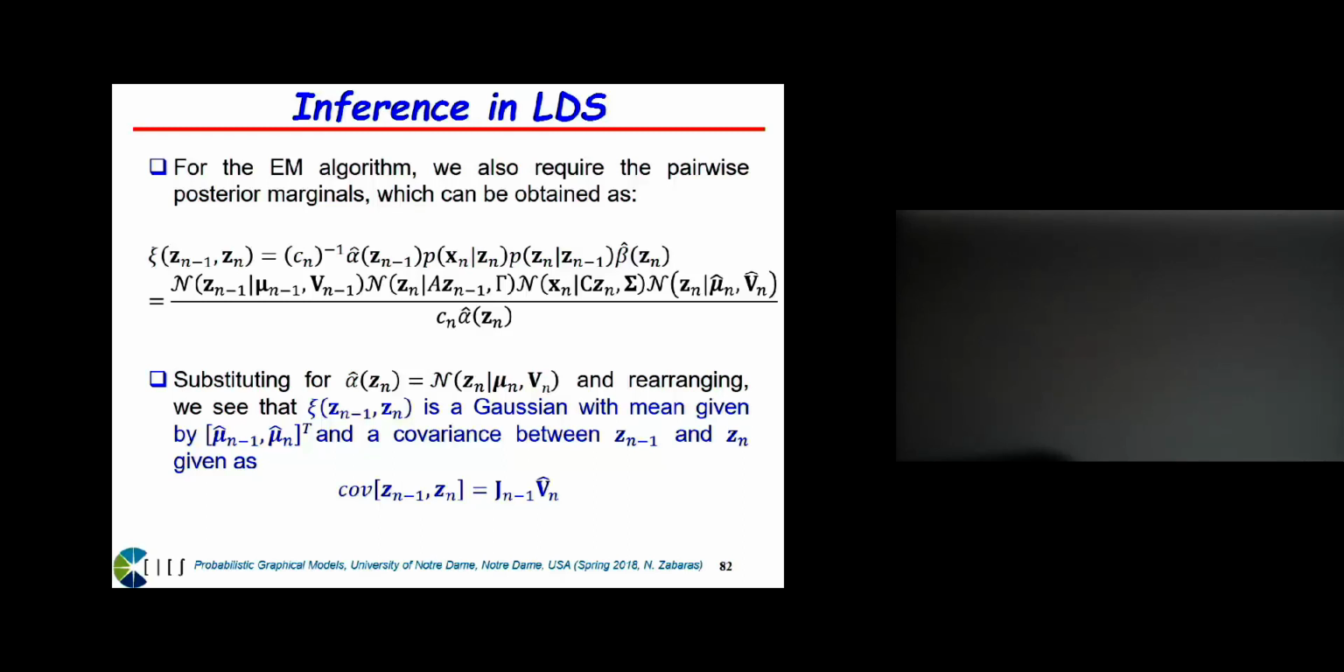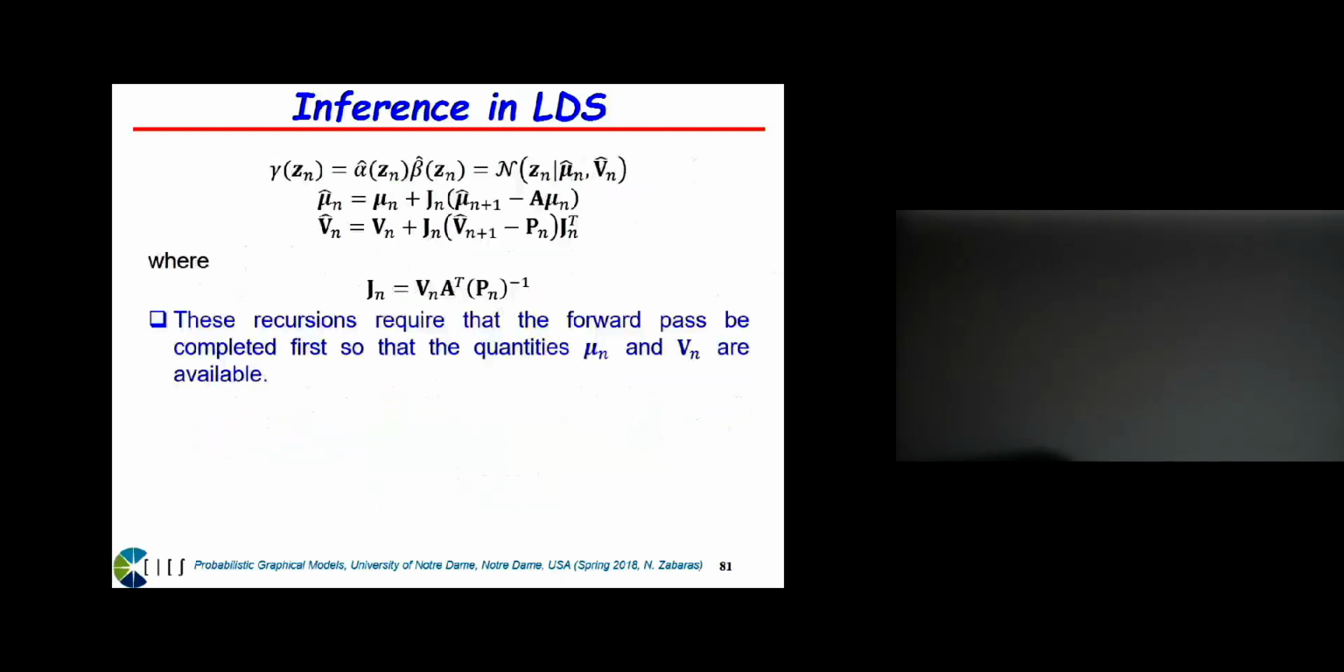So when you plug in all the distributions, what comes out is that the joint distribution of Zn minus 1 and Zn has mean mu n minus 1 and mu n. I remind you, these are the means of the gamma messages. And the covariance is Jn minus 1 times the variance of the gamma message, and the J matrix, which I wrote somewhere, is given by this.